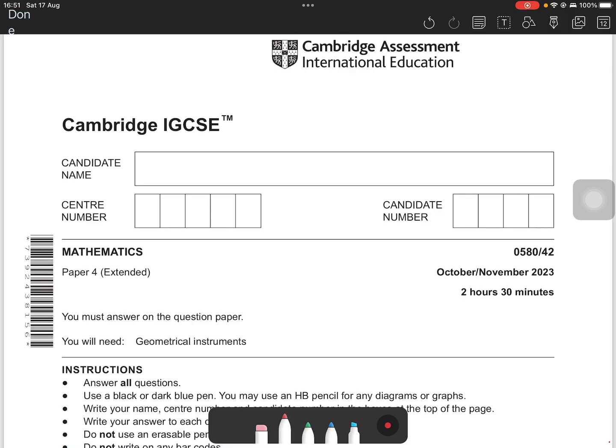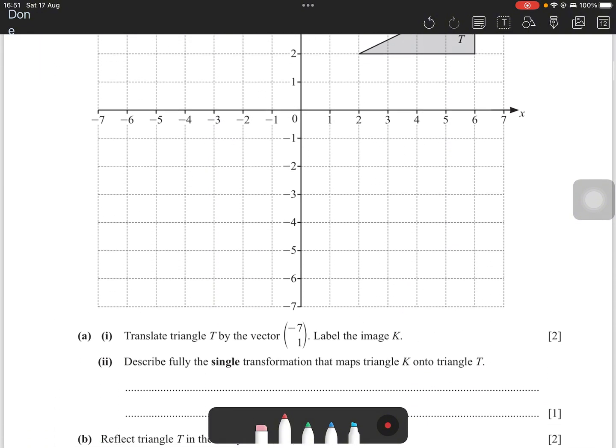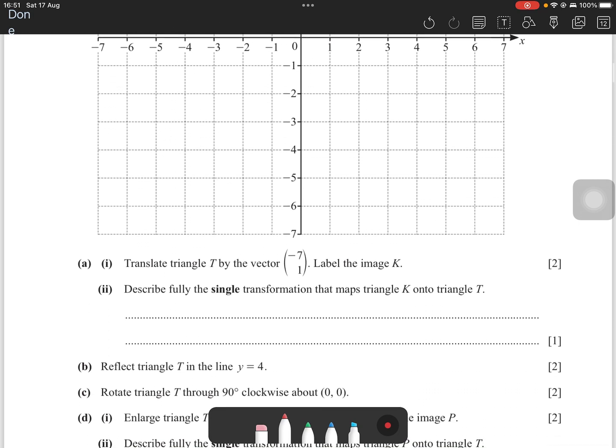Hi everyone, today I'll solve the questions in the past paper IGCSE Mathematics 0580 in October/November 2023, and this is question paper 42. Question 1.